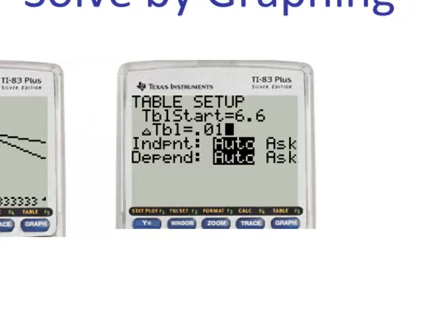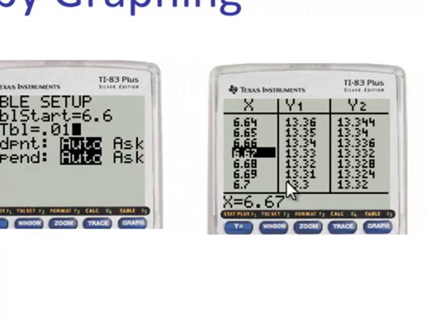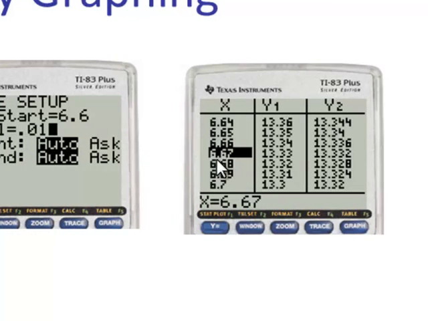And if I want to verify this by using the table, I hit second window, which is table set. I want the table to start at about 6.6, and I want the table to count by 0.01, and we can see that at about 6.67 the y values are very, very close, 13.33.